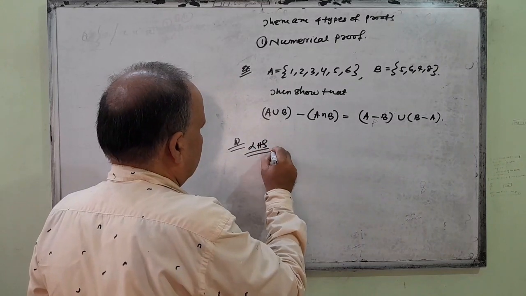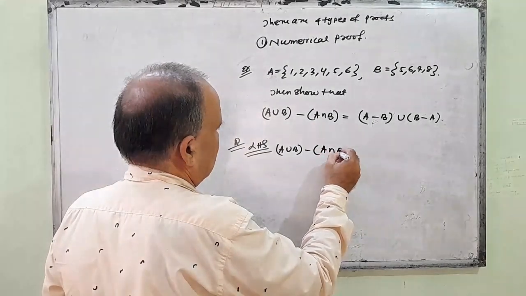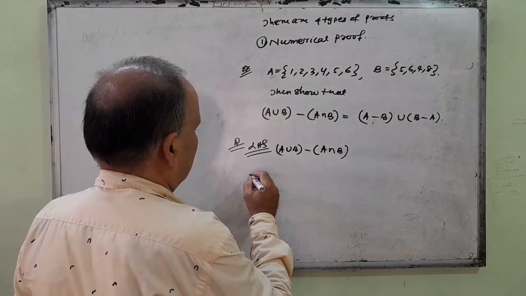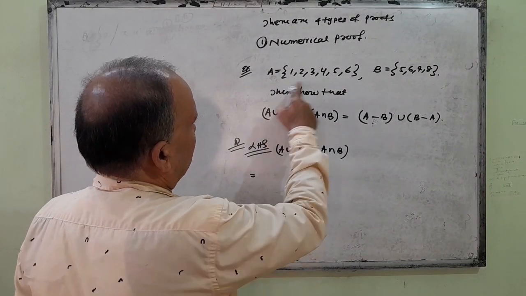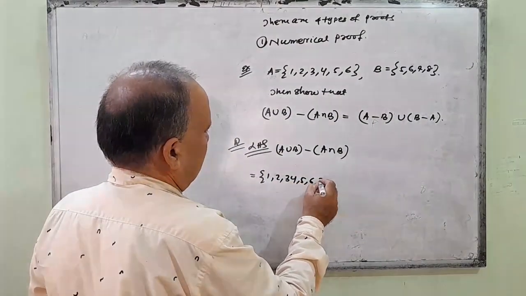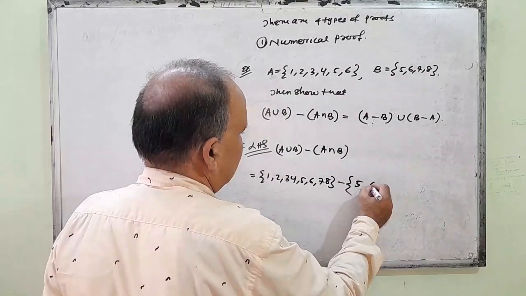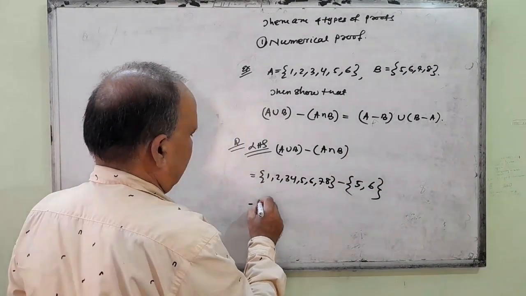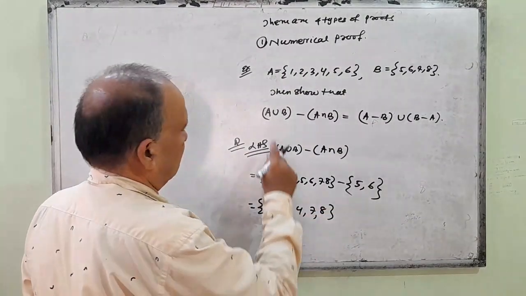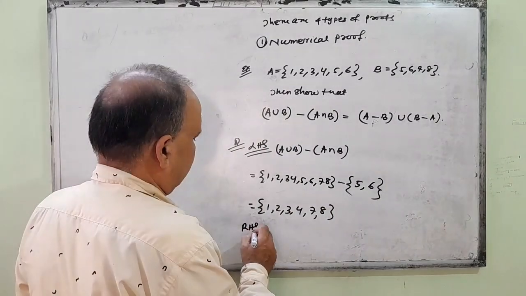You prove it. LHS is A union B minus A intersection B. What is A union B? These are 1, 2, 3, 4, 5, 6, 7, 8, minus A intersection B. What is A intersection B? This is 5, 6, and that is equal to 1, 2, 3, 4, 7, 8. This is your LHS. Next come to your RHS.